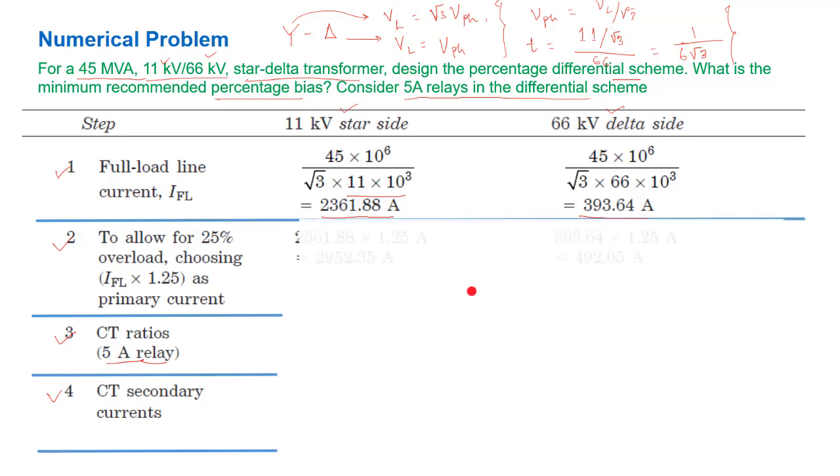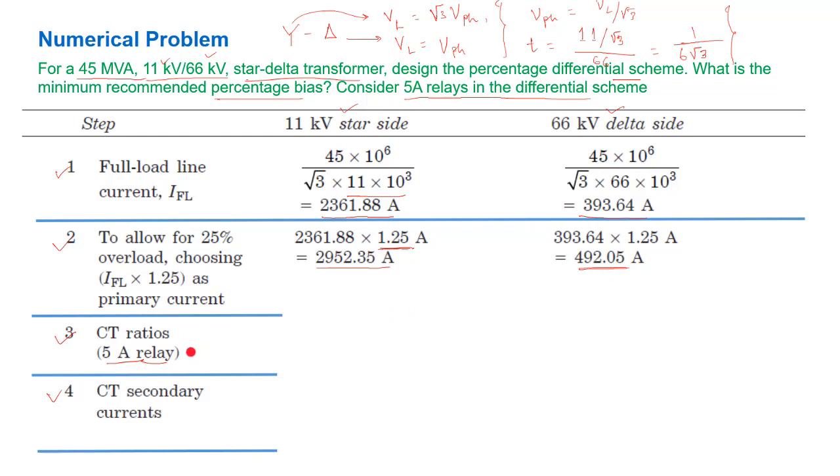Okay. So, now to find the overloading condition, under an overloading condition of 25%, how much current will flow? Just by multiplying the full load current by 1.25, we will find the overloading of 25%, which will become 2952.35 ampere. And similarly, for the secondary side, the 66 kV side, it will become 492.05 ampere. Okay. So, now the question is to find the CT ratio.